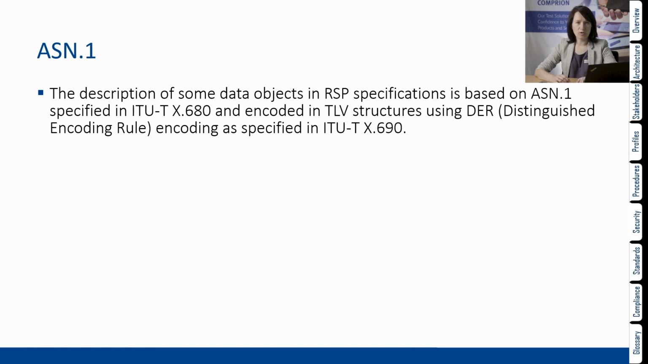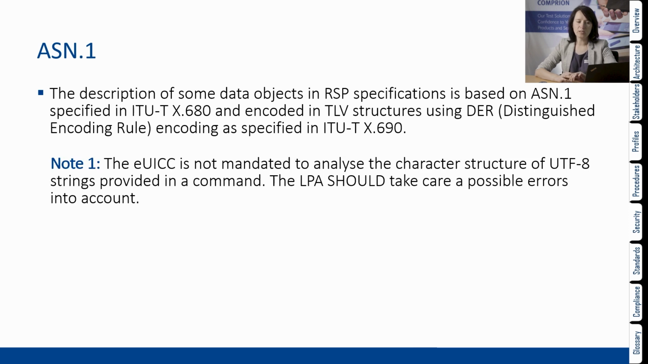So ASN.1 structures are well used in this whole exchange of the data format. Especially towards the eUICC, the ASN.1 structures will be used. But the eUICC is not mandated to analyze the character structure of the strings provided in the command. So there are some strings, some format, and it can be the case that the strings contain some error. So the LPA should take possible errors into account.